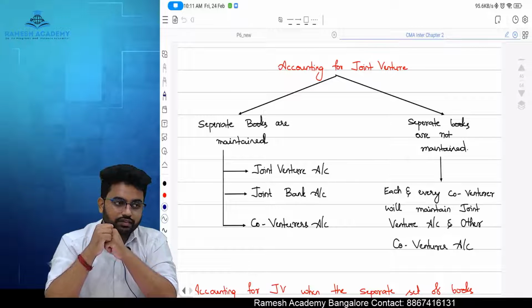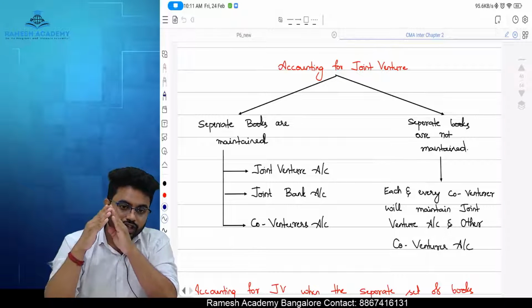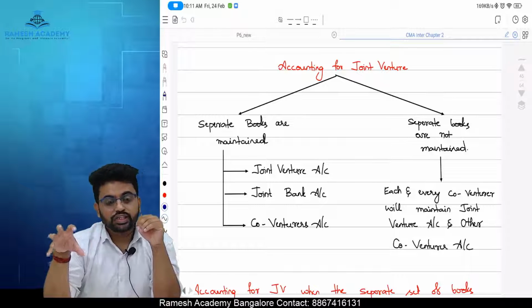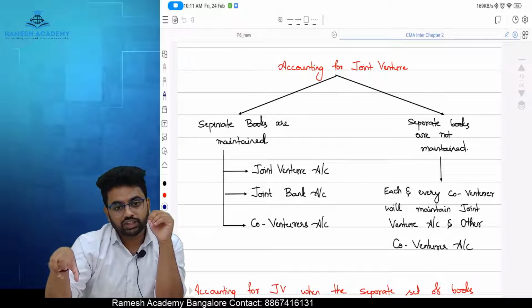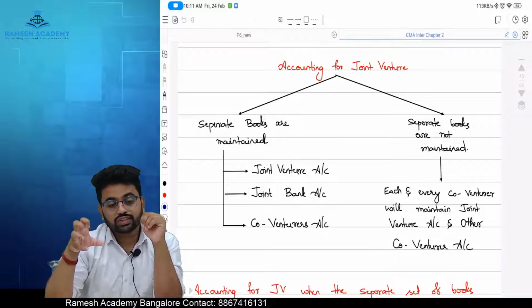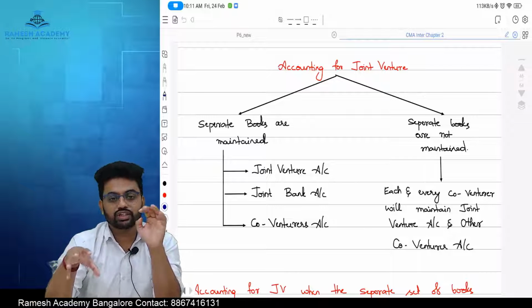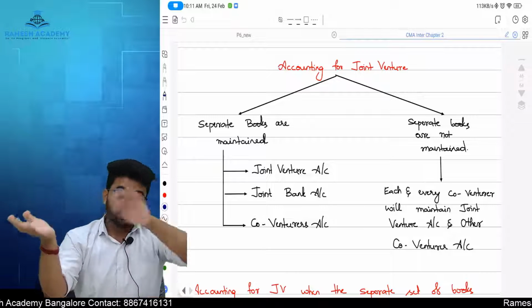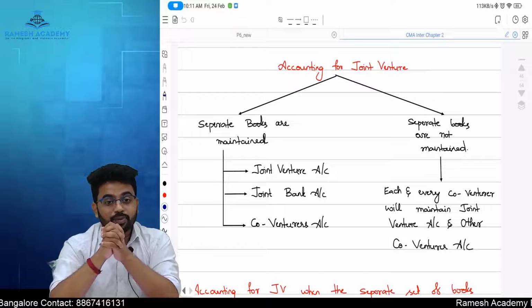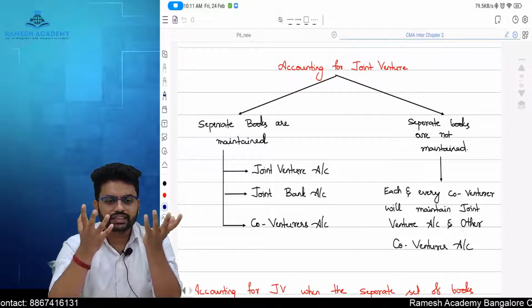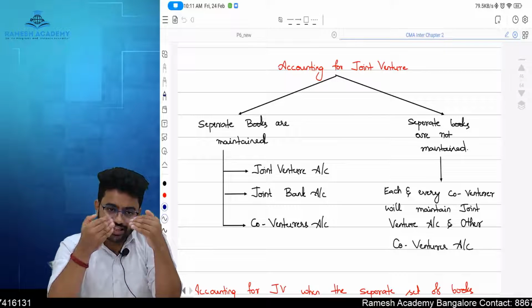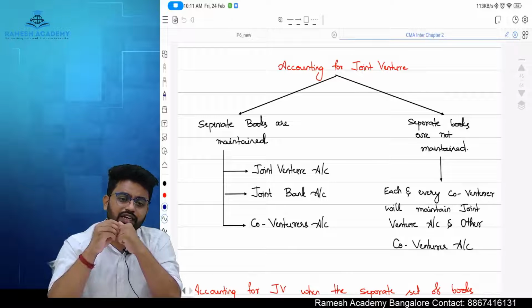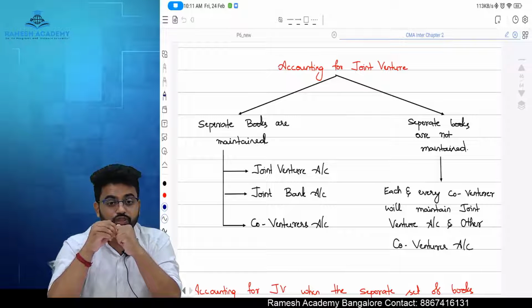In that also, it again gets split into two. One, each co-venturer will record all the transactions of the joint venture. Two, each co-venturer will record only his own transactions of the joint venture. Now coming to the first one, where a separate set of books is maintained. This has a separate accountant and he will maintain the books of the joint venture.